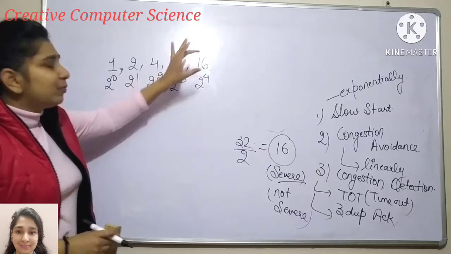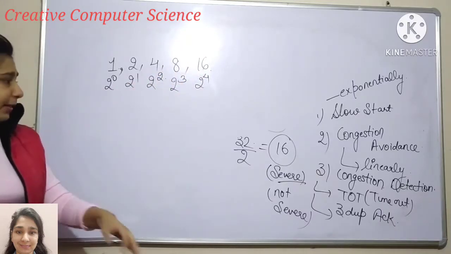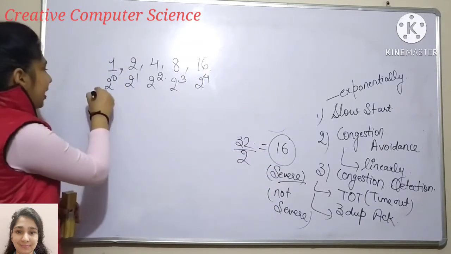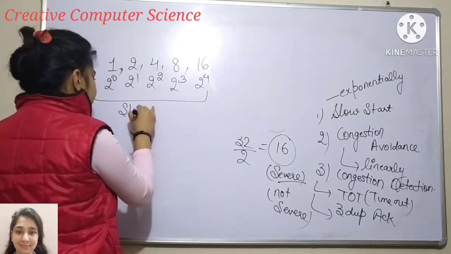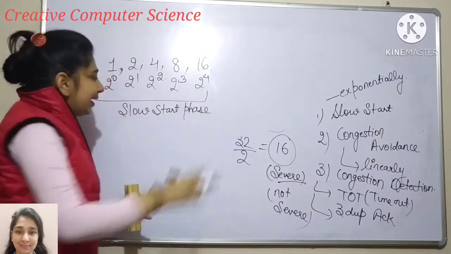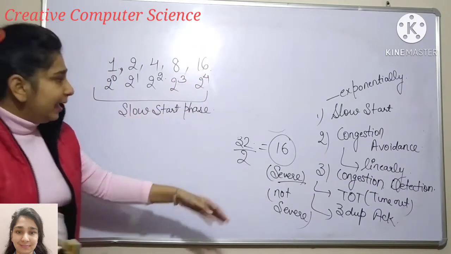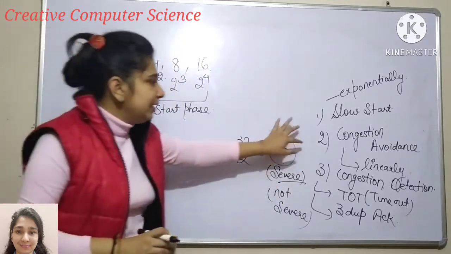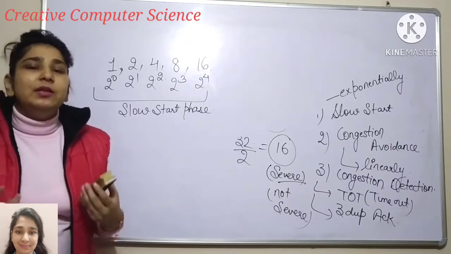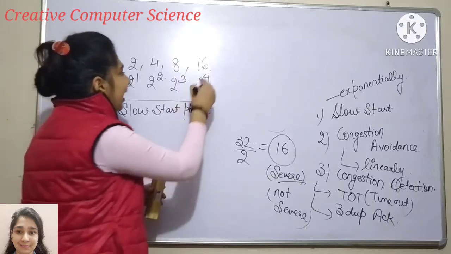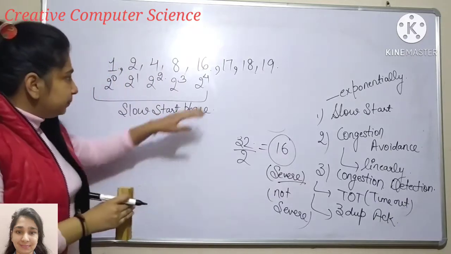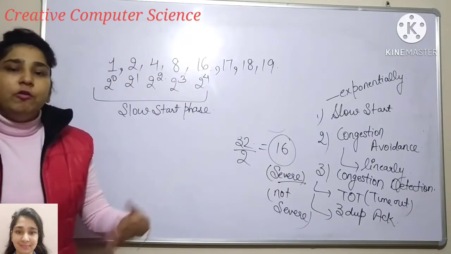So you reached your threshold value. I calculated this threshold value as 16. Till the threshold value, you will be in the slow start phase. Next, when you reach the threshold value, you will move to the congestion avoidance phase. We will be increasing the number of packets in a linear manner, like 17, then 18, then 19. This way we send the packets.